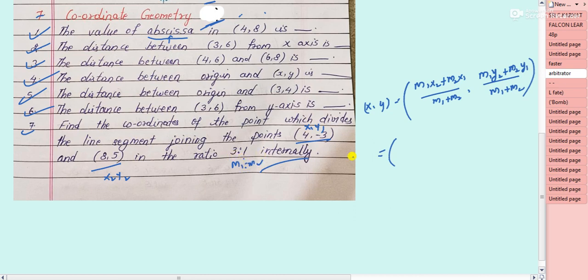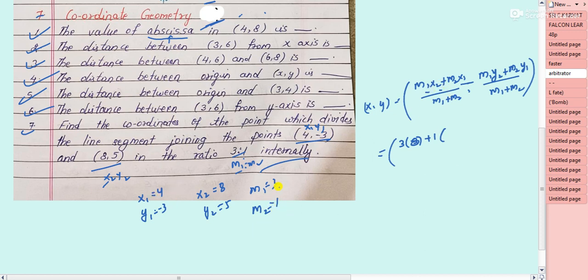Okay, so substitute. So I can write here 3 into, what is this, minus 3, plus 1 into, sorry, m1 x2. So m1 was 3, x2 is 8, sorry, this is 8. So here substitution is very important, so it's better if you write like this. Okay, so it will avoid the confusion. Got it? First write like this and then substitute.